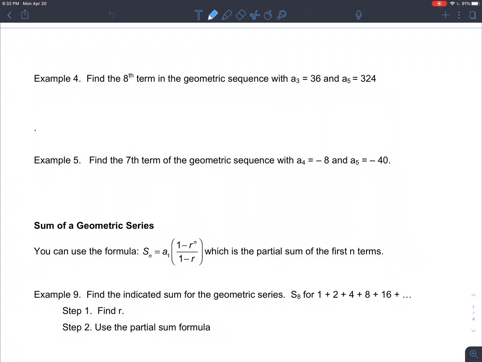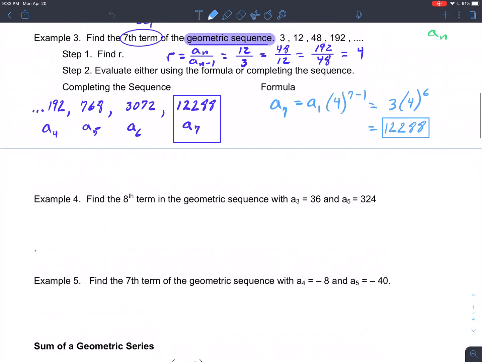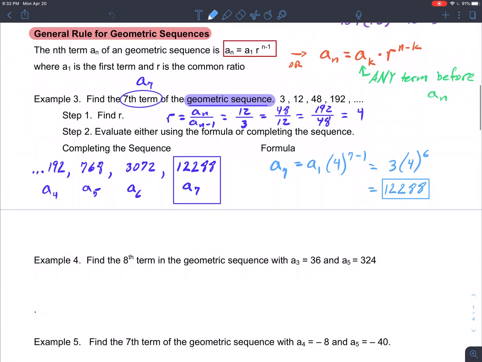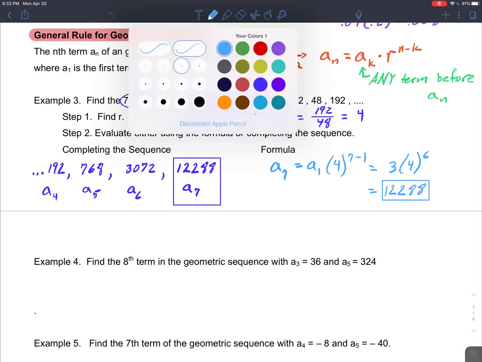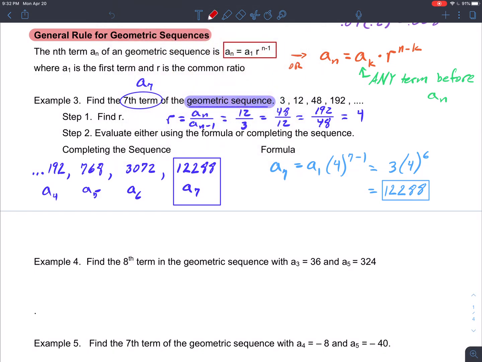Okay, in the previous video, we were discussing the basics and the introduction to what we call geometric sequences. Picking up right where we left off, we know now that we can find the common ratio of a geometric sequence by dividing any two successive terms. We take the latter term, a sub n, and divide it by the term immediately before it, a sub n minus 1.